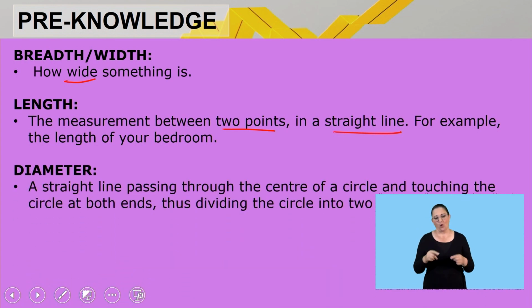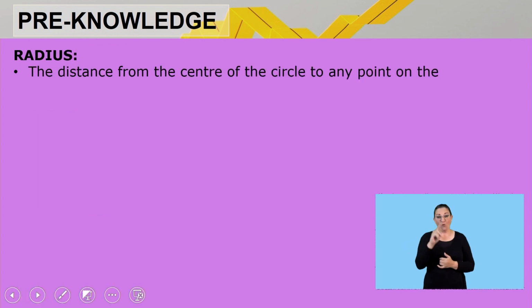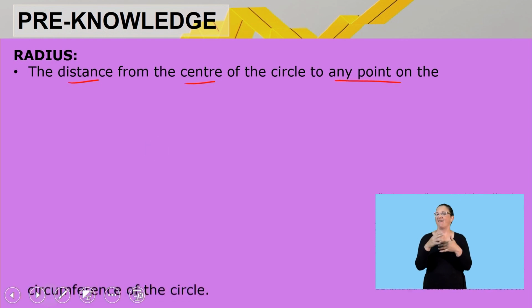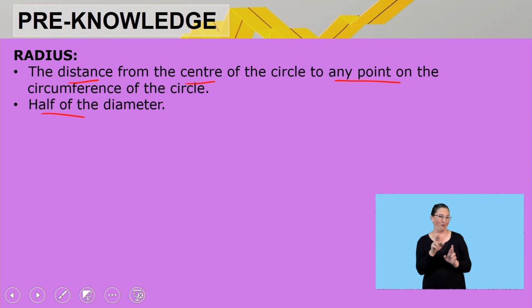Then, other important thing, especially when we're going to work with circular objects, is your diameter. That is the straight line passing through the center of a circle and touching the circle at both ends, for that matter, thus dividing the circle into two equal parts. And then we have, of course, what we know as the radius. The radius is half of your diameter. We are saying here it's the distance from the center of the circle to any point on the circumference of the circle. We also refer to that as half of your diameter. Guys, I hope you are still with me.